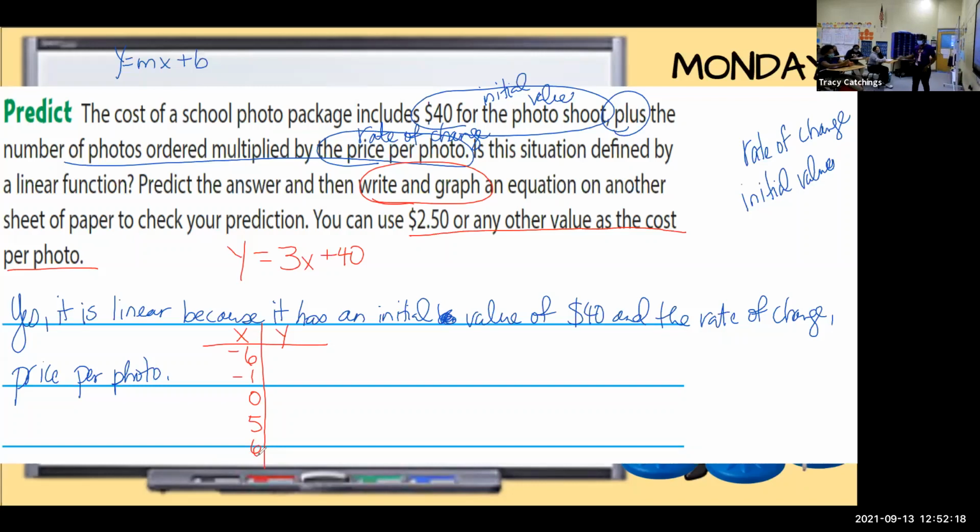All right, we're gonna substitute and then we're gonna graph. So let's substitute first. 3 times negative 6 is negative 18 plus 40. 40 is larger, so I know it's gonna be positive. Not 32, 22. 3 times negative 1 plus 40 is 40 minus 3, which is 37. 3 times 0 plus 40. 3 times 5 plus 40 is 55. 3 times 6 plus 40.